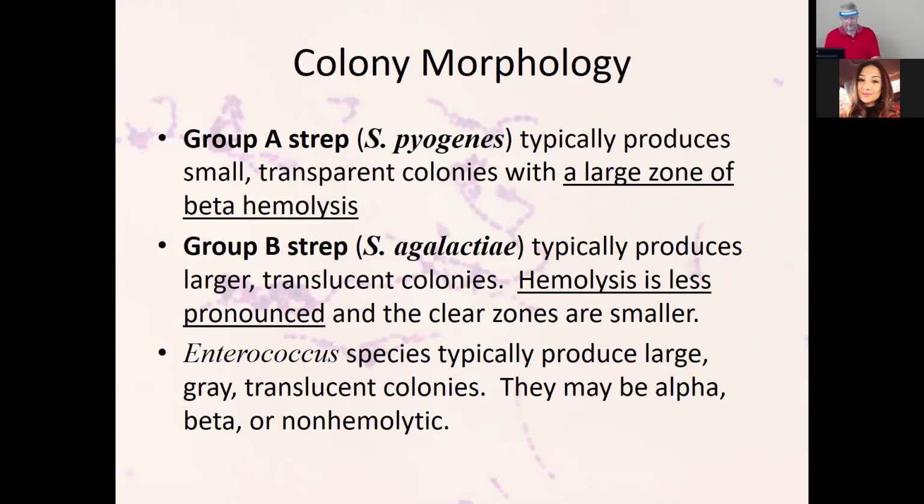So again, not to make you spell things, but the S in front of pyogenes and the S in front of agalactiae, I put my L in front of my A. A galactiae, if you want to keep going, right?